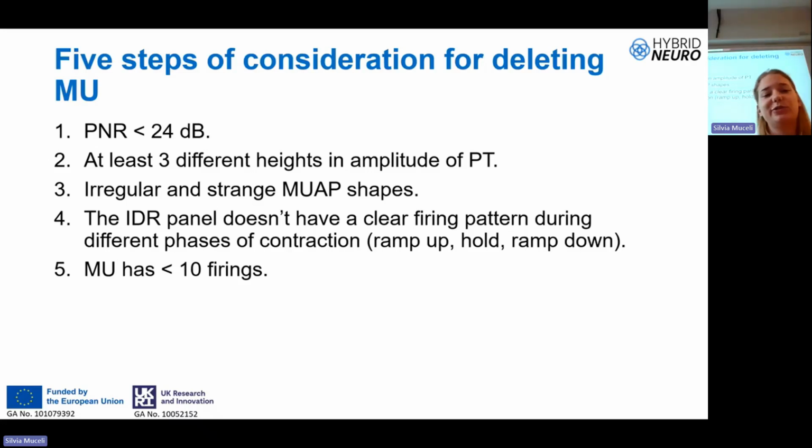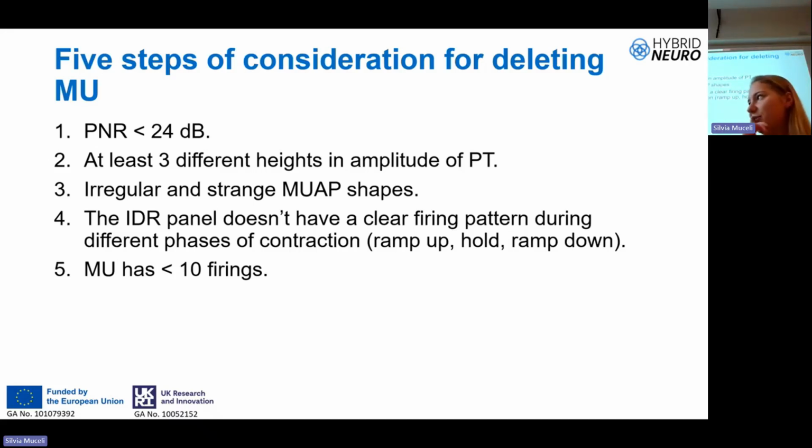And you should always consider 5 different things when you are considering motor units for deletion. At first, you need to look at the pulse to noise ratio, and if it's low, then you should consider this motor unit for deletion. If you have a lot of different heights of amplitude in the pulse train, this is also an indication that the motor unit was poorly identified. You should always inspect the motor unit action potential shapes.